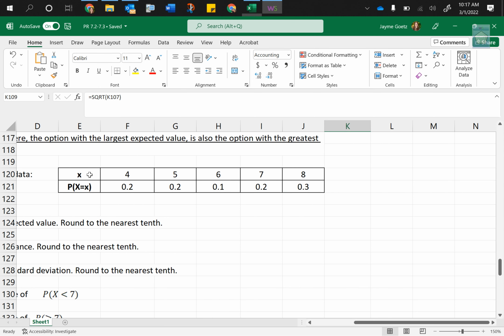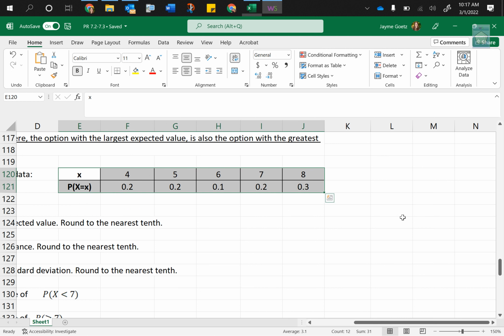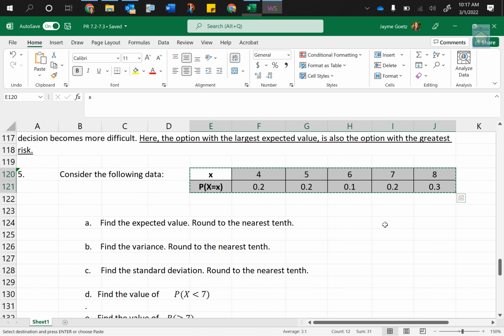So here's what I want you to do. I want you to highlight the whole table, and you're going to copy it. So Control C. Then I'm just going to put it right here in I-124, okay? I'm just going to click on that cell. Do not paste it yet.